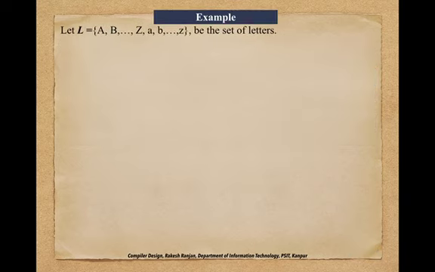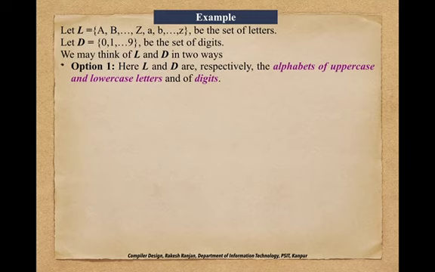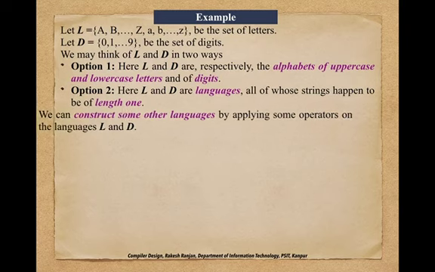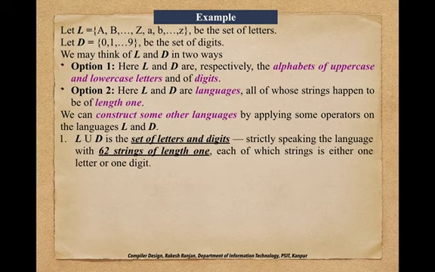We take one example. Let L be the set of letters and D the set of digits, and we may think of L and D in two ways. Option 1: L and D are respectively the alphabets of uppercase and lowercase letters and of digits. Option 2: L and D are languages, all of whose strings happen to be of length 1. We can construct other languages by applying operators to languages L and D.